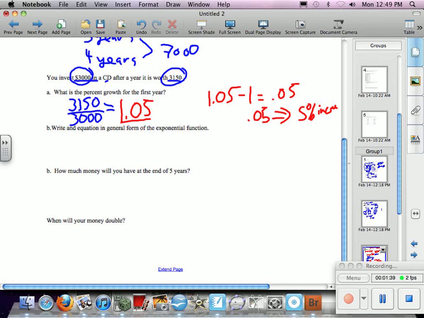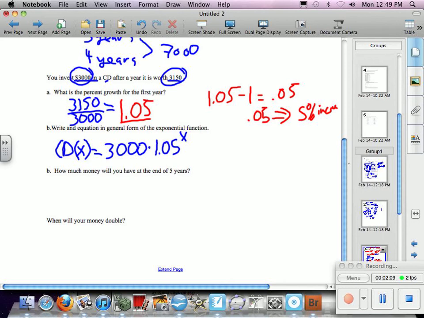Let's write an equation now. So I know my B, right? I can assume any of these is my A. Since I started with 3,000, I'll put that as my start amount. So I'll call it CD of X equals my start amount, because it's Y equals A times B to the X. My start amount, I'm going to use 3,000 times 1.05 to the X. So now I've got my equation.